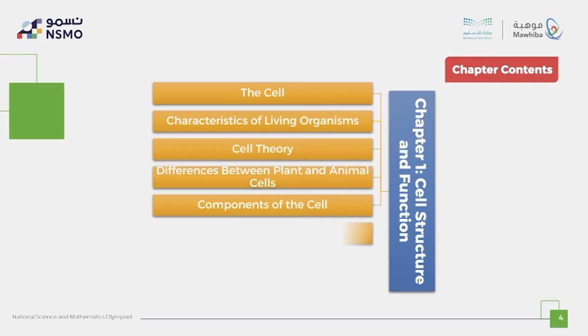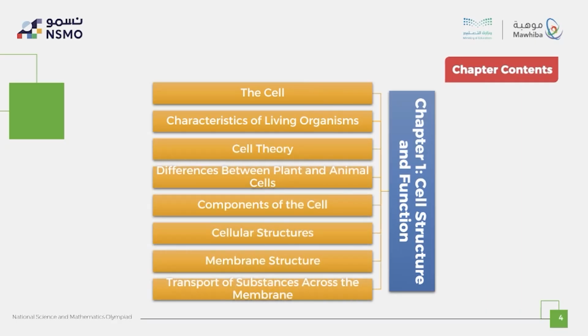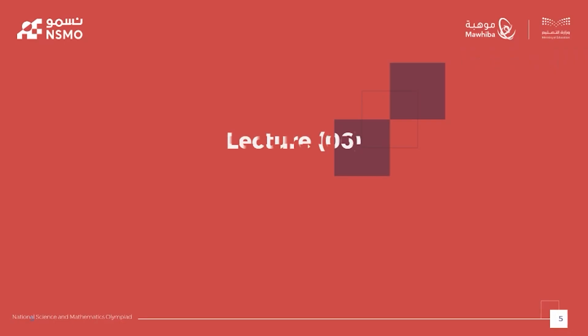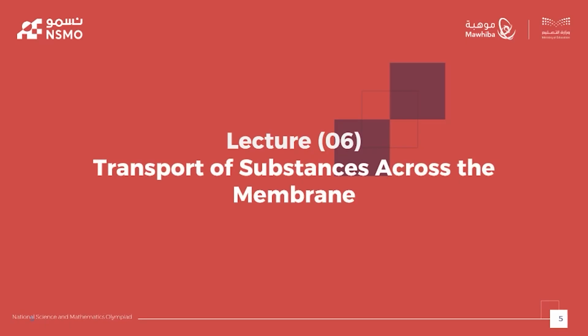As shown in the outline, we have completed most chapter topics except membrane transport. This gives us the chance to understand how substances move in and out of the cell. We approach lecture 6, and it's titled Transport of Substances Across the Membrane. In this lecture, we will learn how the cell controls its internal environment to maintain life.